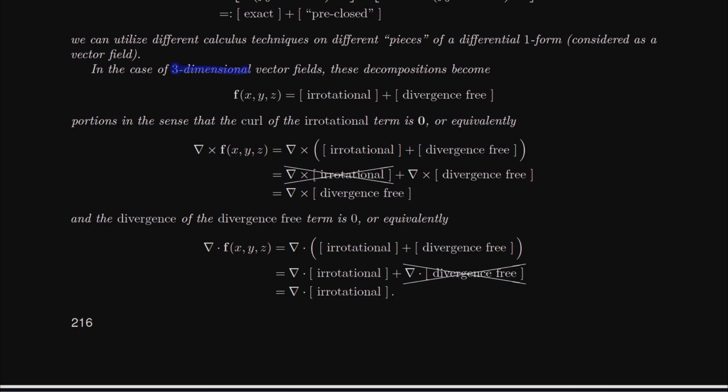Specifically in 3 dimensions, and really in 2 dimensions as well, you can interpret the decomposition as an irrotational term. The exact term is irrotational. You can think about the other as a divergence-free term. It turns out this pre-closed term ends up being divergence-free. Why is that important? Well, if you take the curl of your vector field, you just pick up the curl of the divergence-free term. So the irrotational term falls out. That's why we call it irrotational. It has a zero curl. And likewise, if we take the divergence of our vector field, the divergence-free term similarly falls out, and you just get the divergence of the irrotational term.